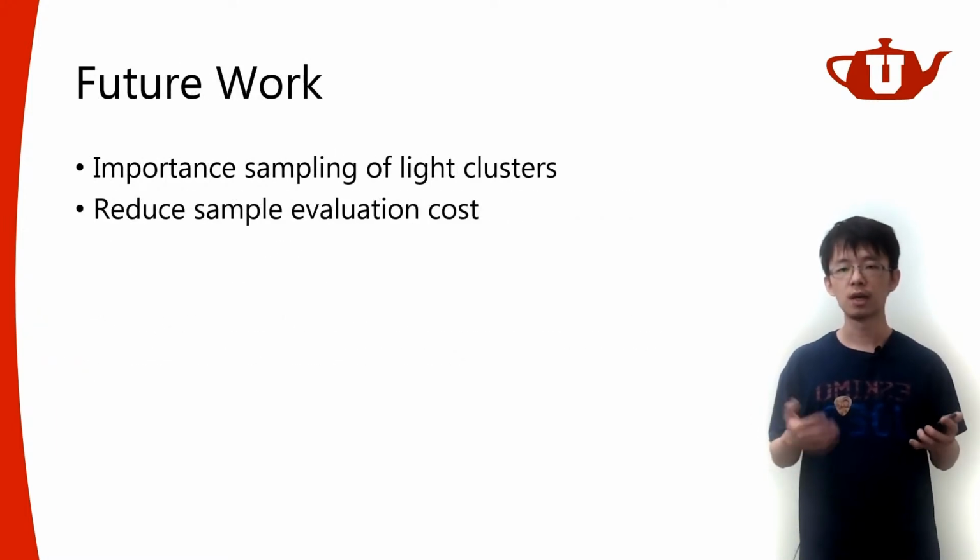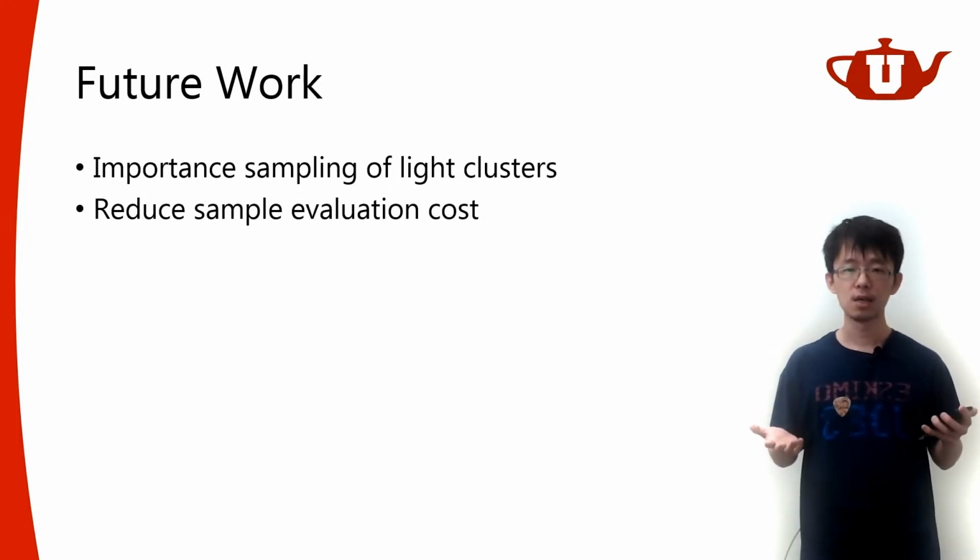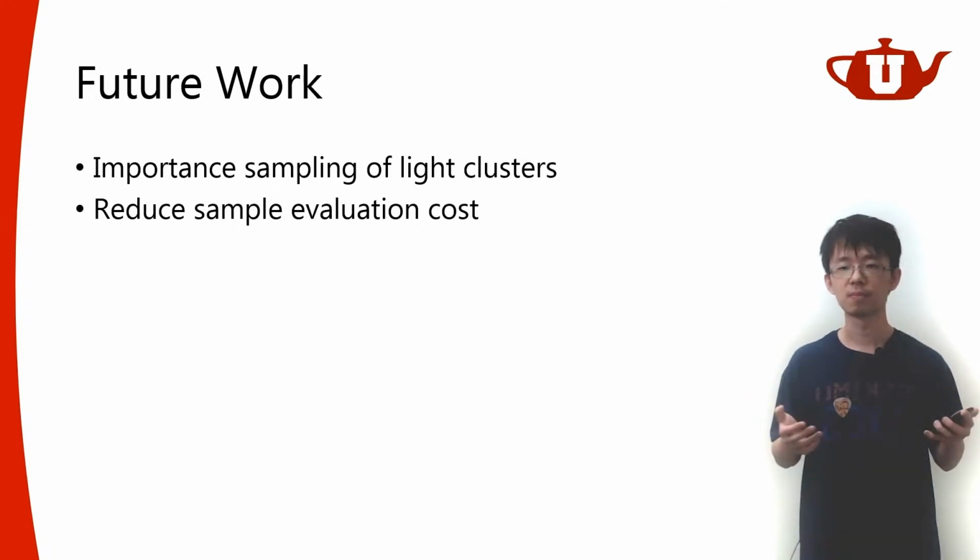For future work, a direction is to explore important sampling of light clusters on the cut. This is done in many offline many light sampling methods, but it requires experiments to see if it improves the real-time sampling efficiency. Another direction is to reduce the sampling evaluation cost like shadow ray tracing, which is not a part of the tree traversal, but could be a non-trivial cost when the number of light samples is high.